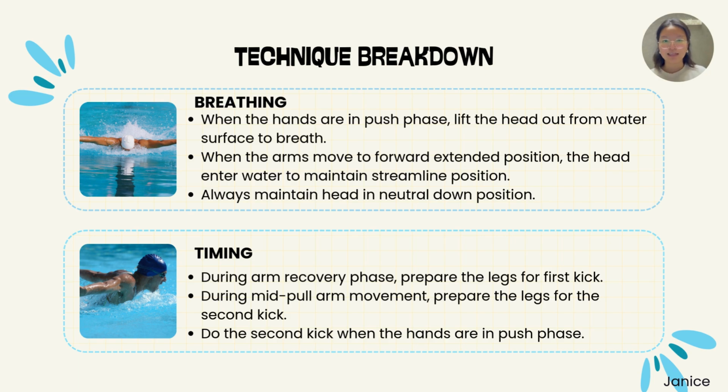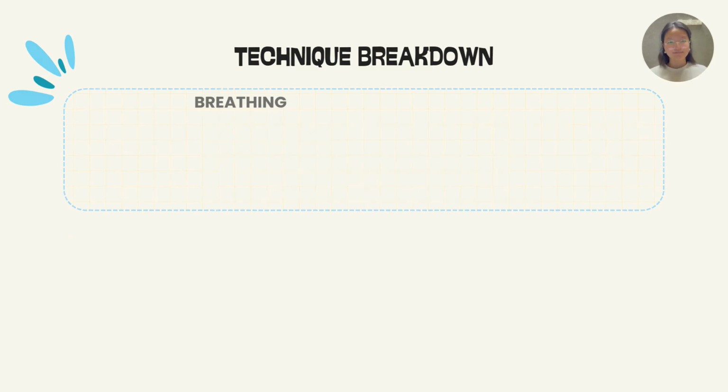And last but not least is the timing technique. During the recovery phase, prepare the legs for the first kick. When the arm enters the water, it is time for our first kick. And during the mid-pull arm movement, prepare the legs for the second kick. Do the second kick when the hands are in the push phase. So this is the brief explanation of the 6 techniques in butterfly stroke. For further explanation, we can see the short video in the next slide.